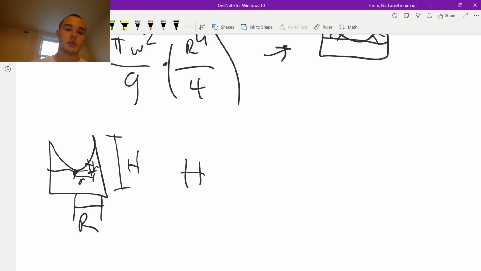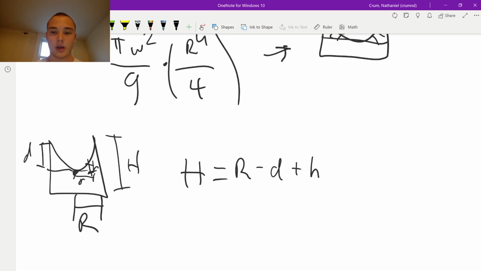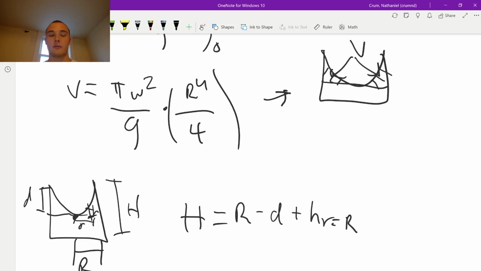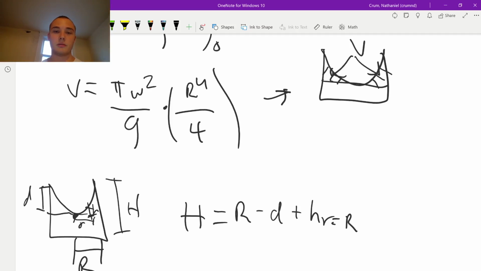So we're going to set H equal to large R, the radius of the container, minus the d, the distance of the dip in the top of the container, plus our height at some specific r when it's equal to the large R of the entire container. So that would be h_R equals large R. We're going to save this equation, and this will be the last equation we use in order to derive the angular velocity. But first, what we're going to do is set our volumes equal to each other and solve for the height of the d, so the dip.